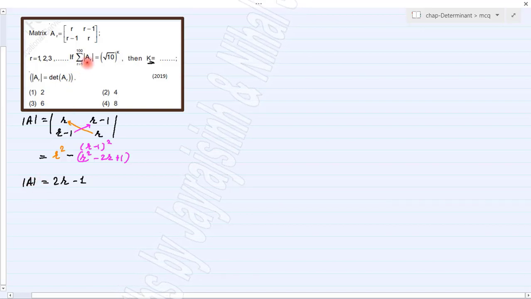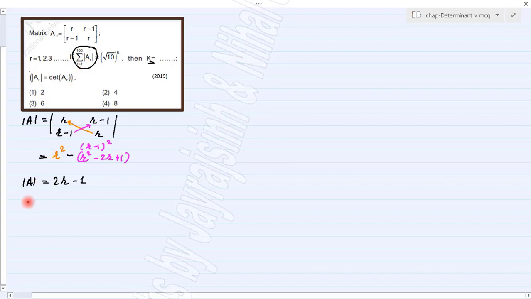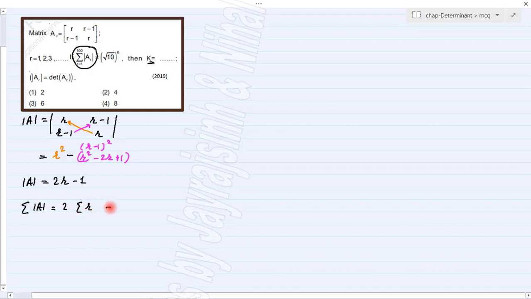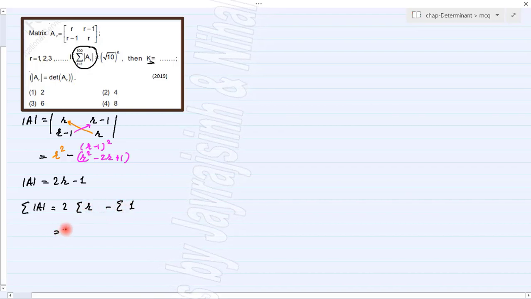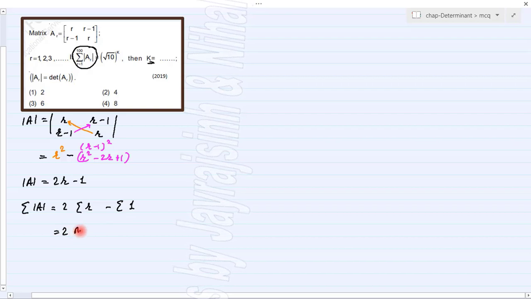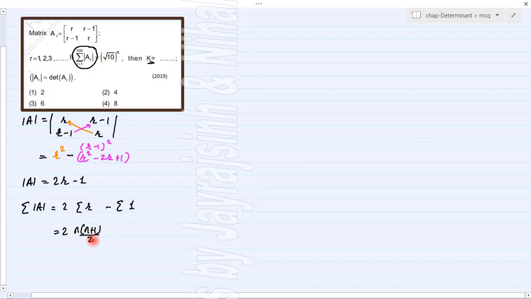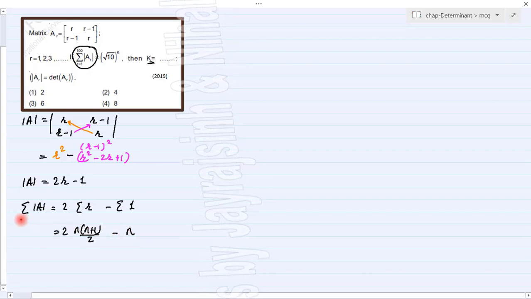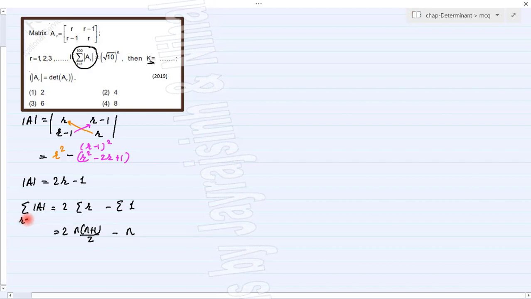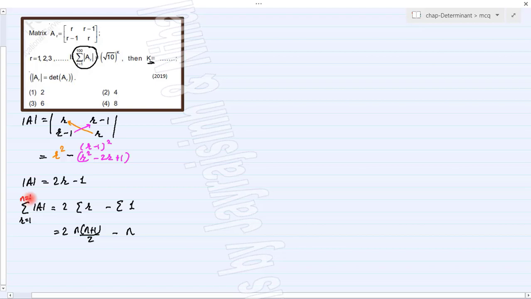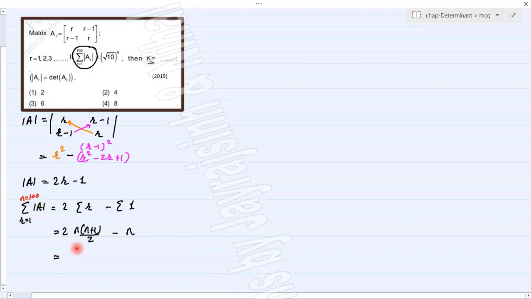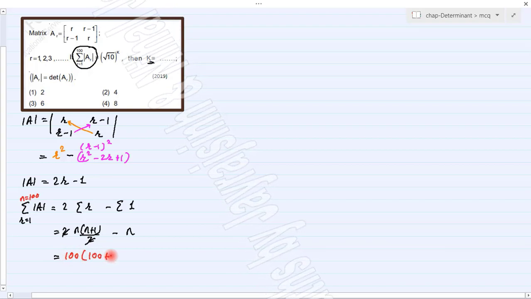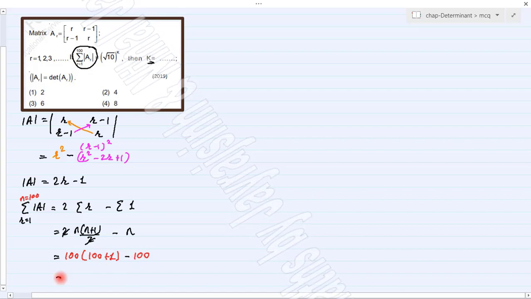So let's move to the next step, in which we have to take the summation of determinant of A. So 2 will be as it is, summation of R minus summation of 1. Now we know that summation of R is nothing but n into n plus 1 by 2, minus summation of 1 will be n. But it is given that the summation is from R equal to 1 to n equal to 100. So substitute the value of n, we will get 100 into 100 plus 1 minus 100.